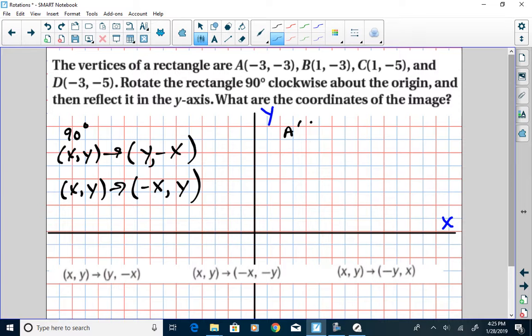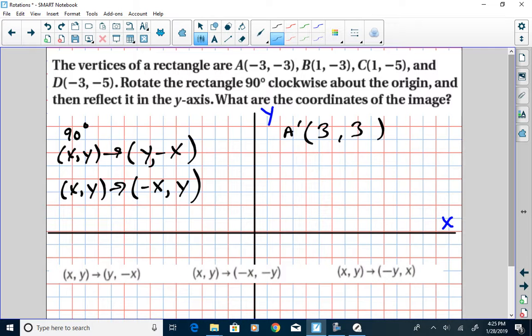Okay, so let's apply these rules to each one of these ordered pairs. So our image, A prime, let's start with the x value. The first value in the ordered pair is going to be the y value. So that's going to be -3, but then I want the opposite of that. The opposite of -3 would be 3. Then I want the opposite of the x value. The opposite of -3 is 3, and the y value is going to stay the same. So that's going to be 3.